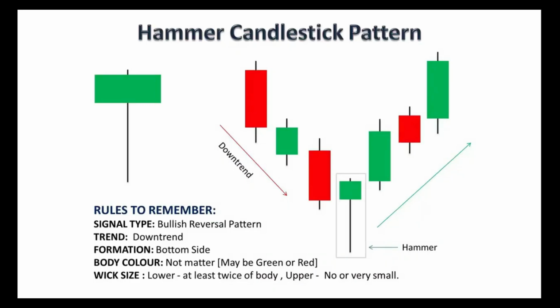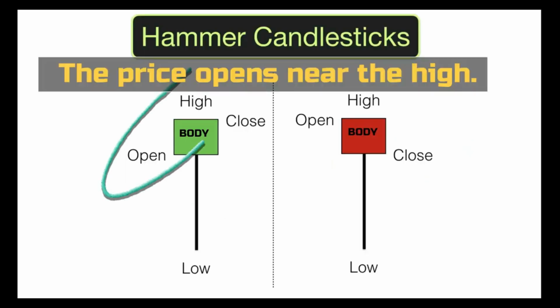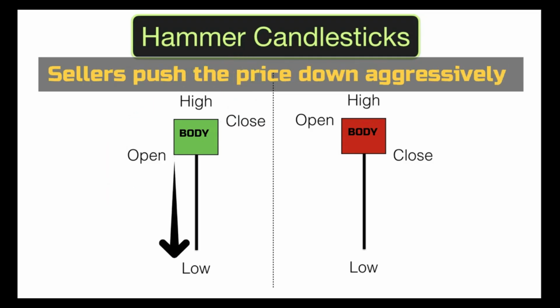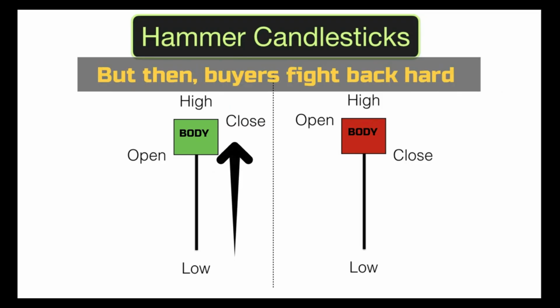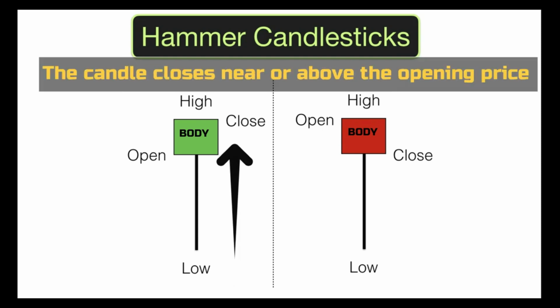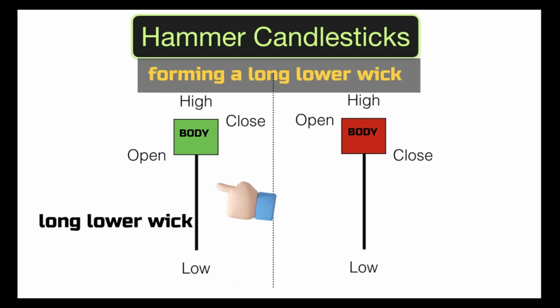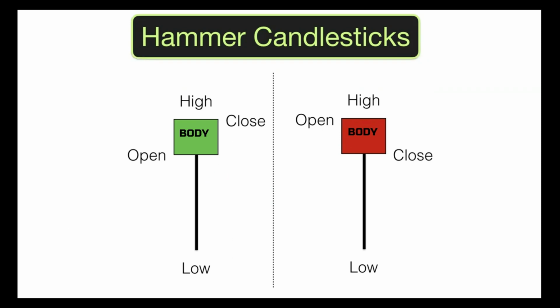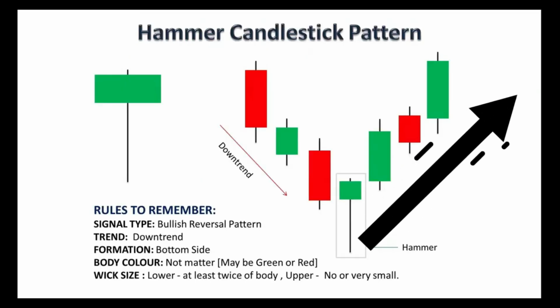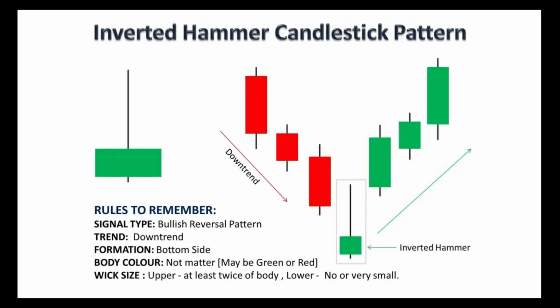So first is the hammer candle. Ever seen a candle with a small body on top and a long wick below? That's a hammer candle. Here's what happens. The price opened near the high. Sellers pushed the price down aggressively. But then buyers fought back hard and pushed the price back up. The candle closes near or above the opening price, forming a long lower wick. What does it mean? Buyers won the battle. This could signal a trend reversal to the upside.